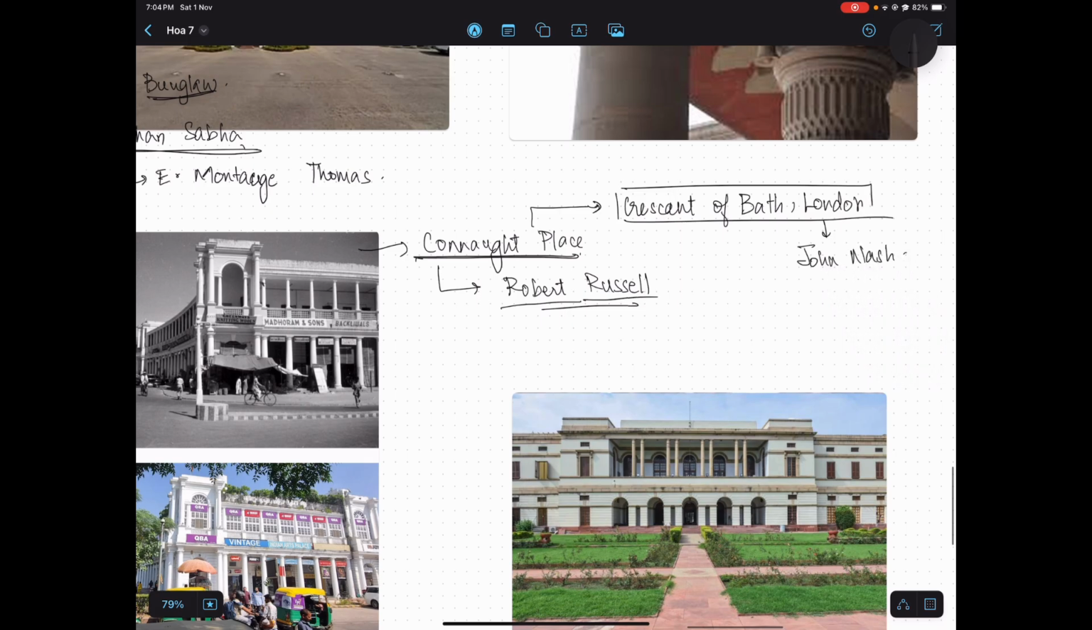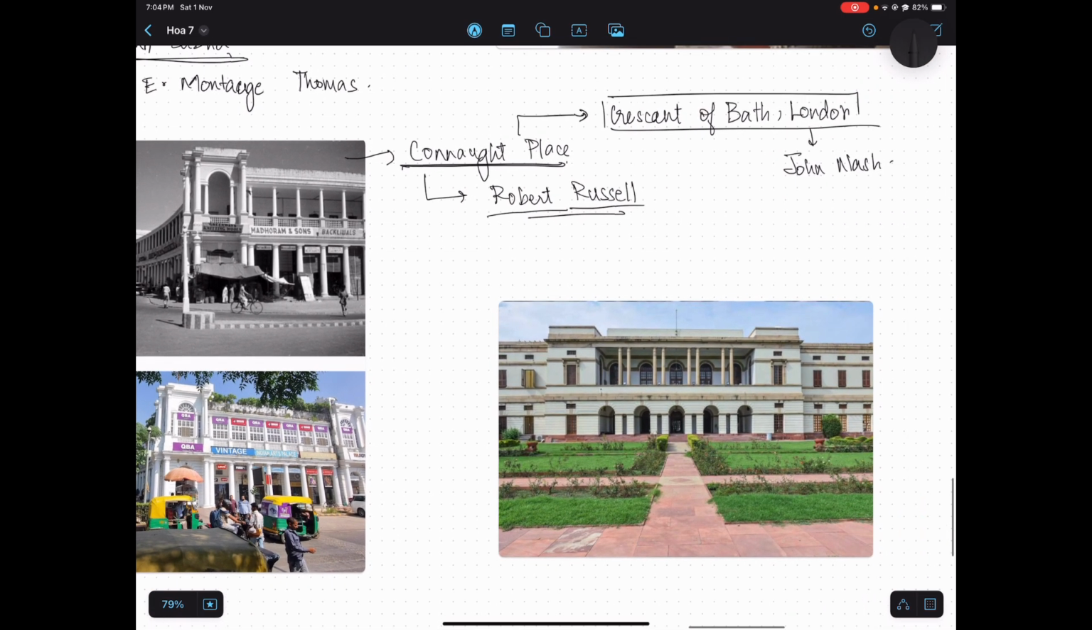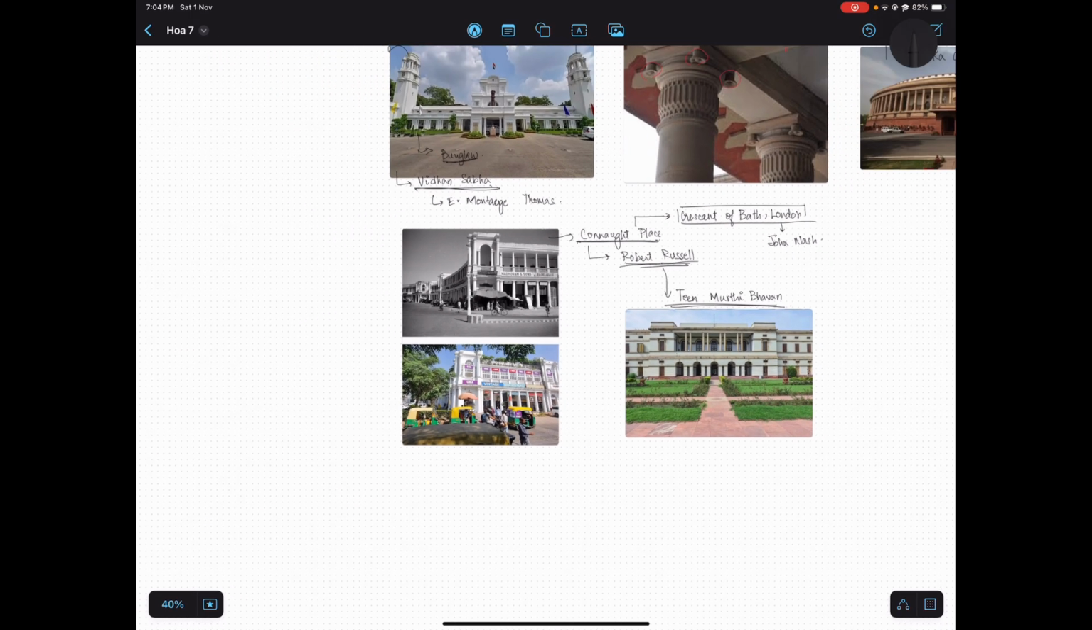And Robert Russell also designed the Teen Murti House or Teen Murti Bhavan, which at that time housed the commander-in-chief of the British Army. Later, it was the residence of Jawaharlal Nehru for 16 years. So, we are done with our Indo-Saracenic architecture.